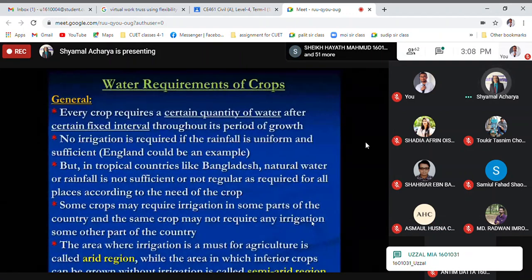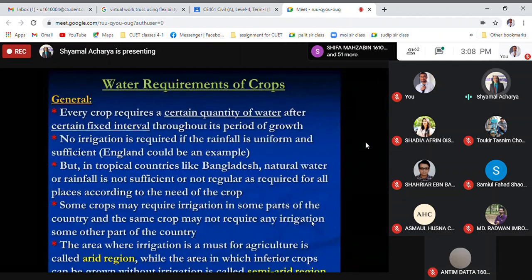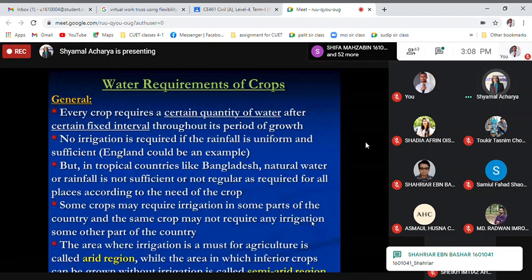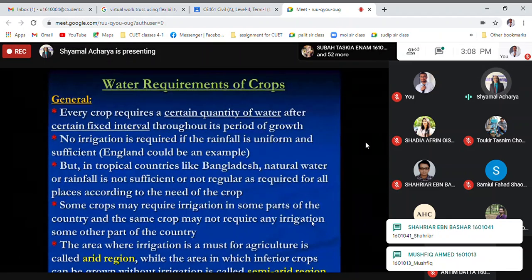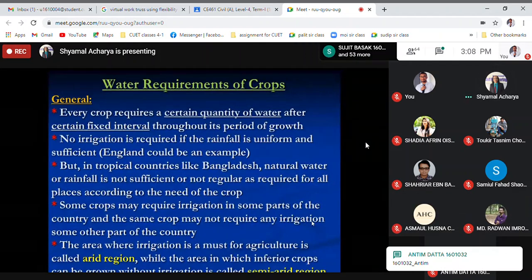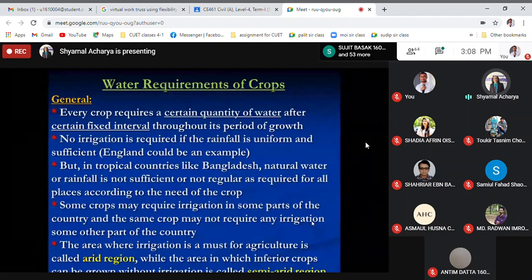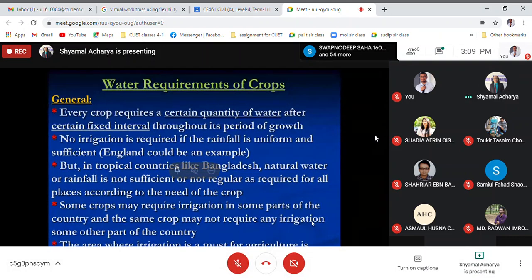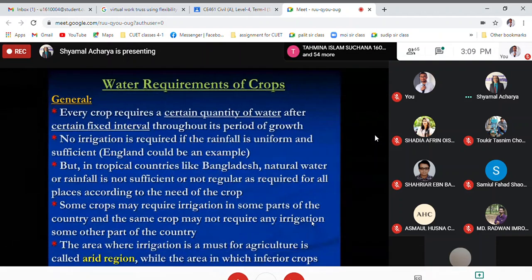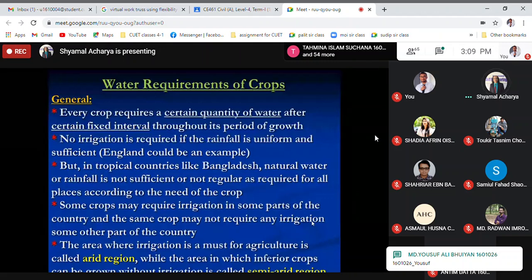Every crop requires a certain quantity of water after a certain fixed interval. You can see the underline: a certain quantity of water after a certain fixed interval, throughout its crop period. No irrigation is required if the rainfall is uniform and sufficient.